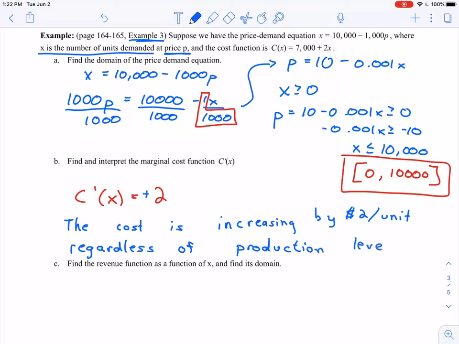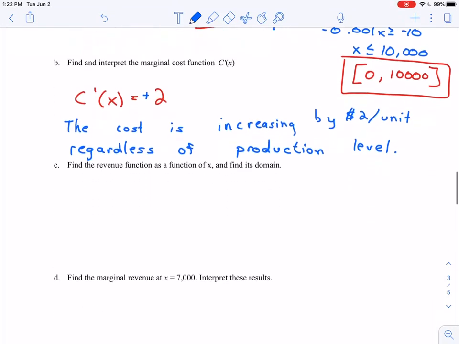So it doesn't matter if you're making 100 of these or 100,000 of these. Your cost is always going to be increasing by $2 per unit. So in a way, that might be nice to know that it's always increasing by a constant amount. It maybe makes it easier to predict.